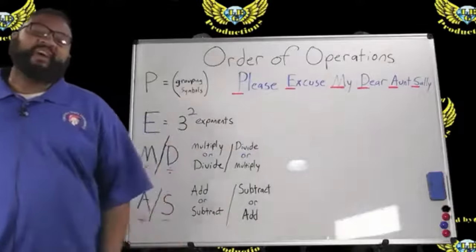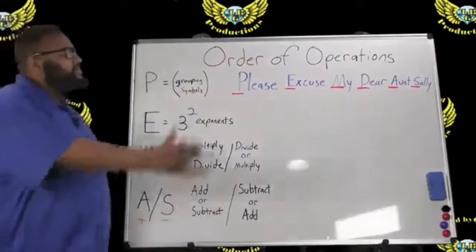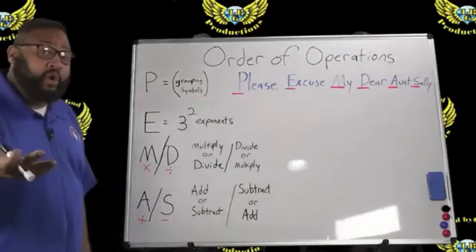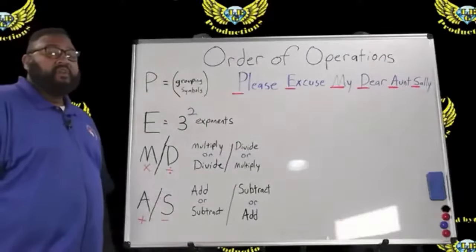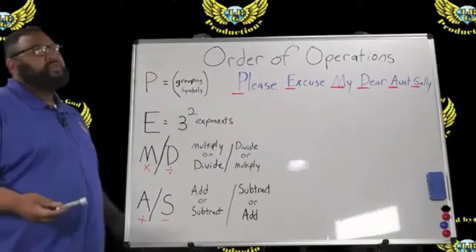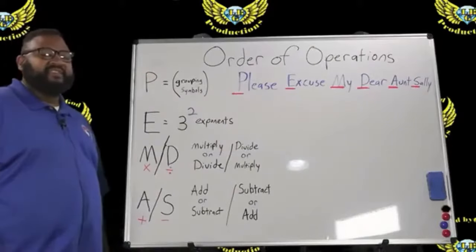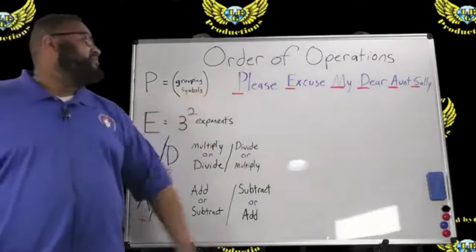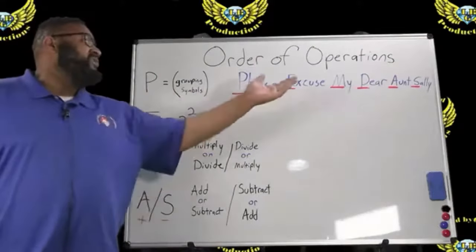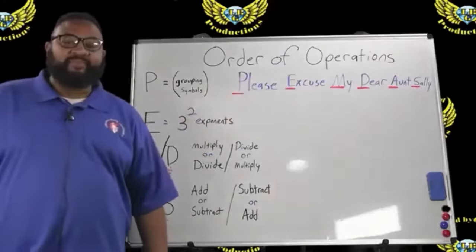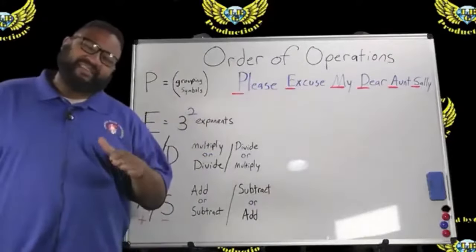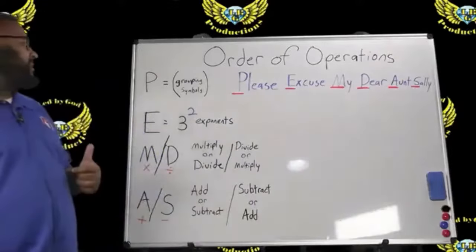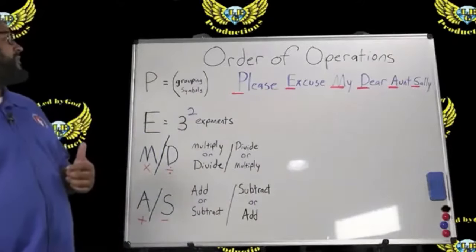Now, tonight I want to talk about each piece of the order of operations, and I want to add some things that maybe you know or maybe you don't know. Because through the past 15 years, it changed up on me, because this is what I used about 20 years ago when I was in school. Please excuse my dear Aunt Sally, and they still use it today. But there have been some slight changes depending on if you're in Virginia, North Carolina, or Maryland. But we'll talk about that in just a few moments.